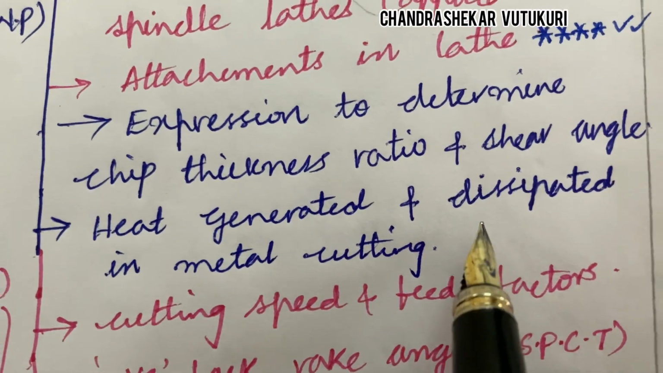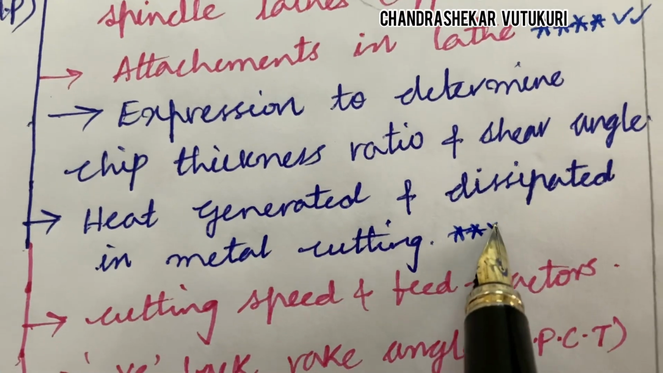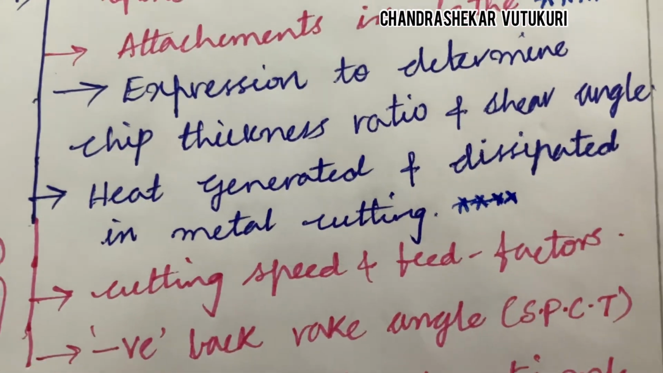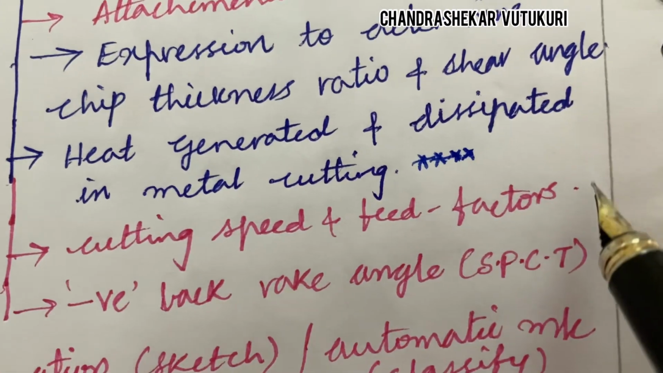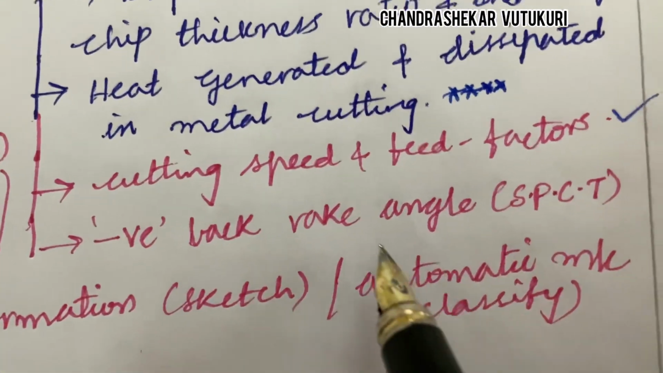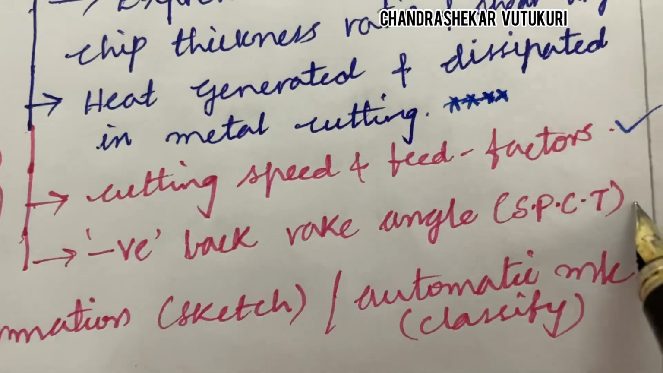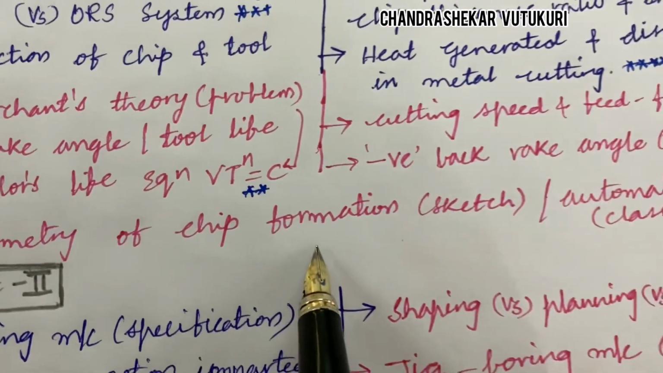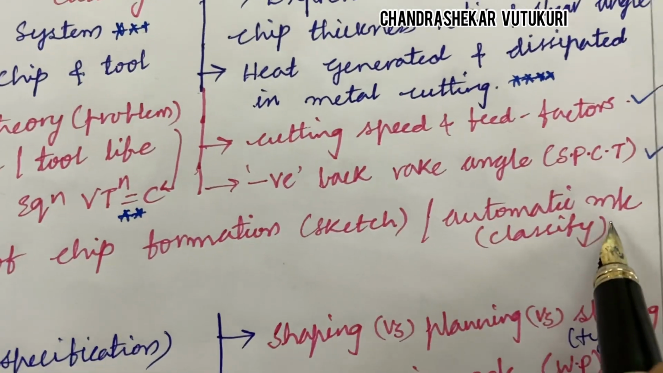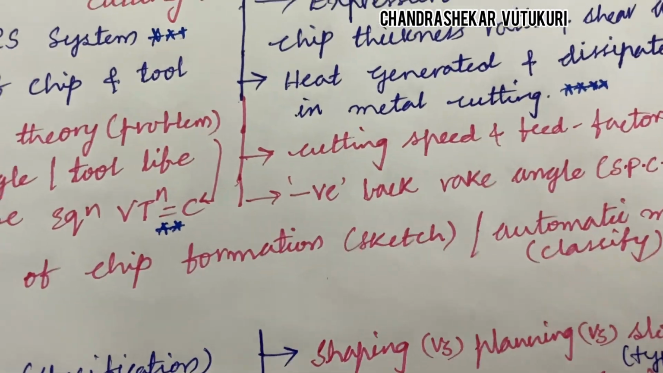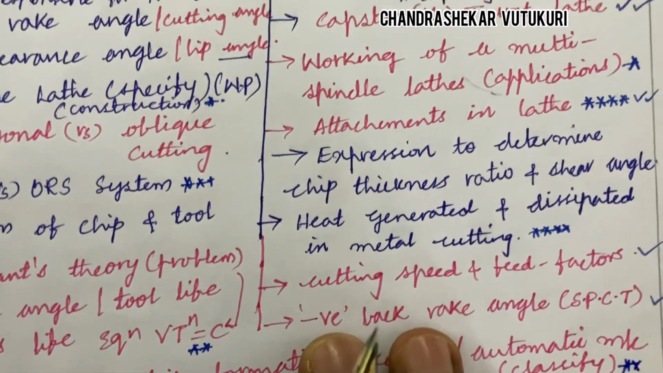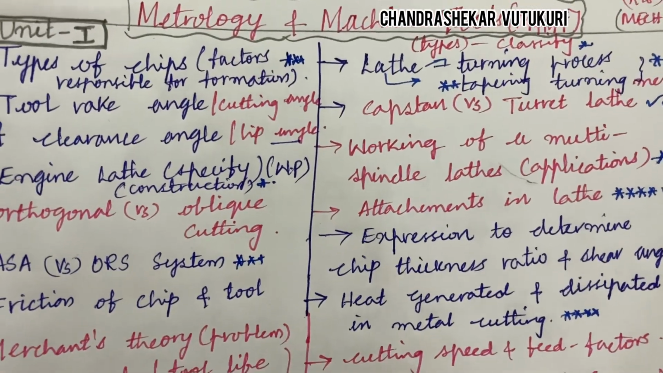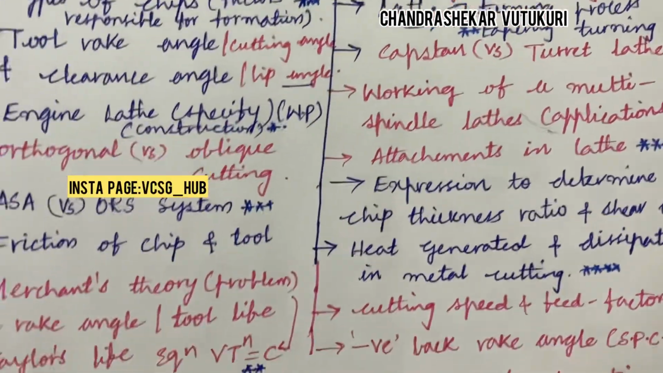Heat generated and heat dissipated in metal cutting, such type of questions will be asked in the short questions this time. Cutting speed and feed factor is a short question. Negative back rake angle is said to be a topmost question and a 3-mark question. Geometry of chip formation along with a neat sketch and automatic machine as well as the classification. Dear students, if you're working out all these questions, for sure you're going to get 15 out of 15 marks without skipping a single part.